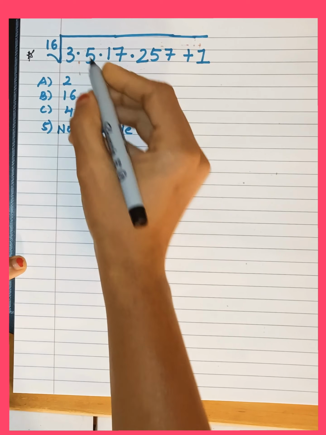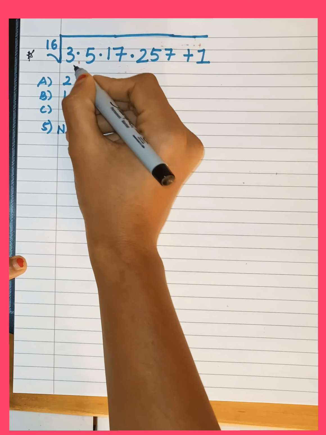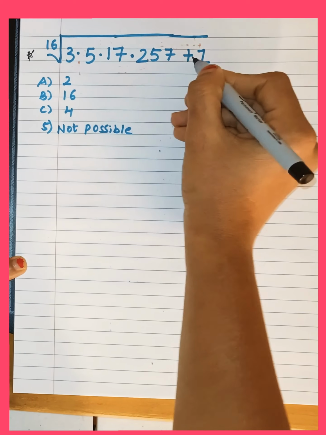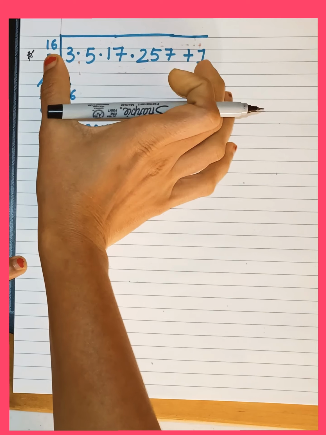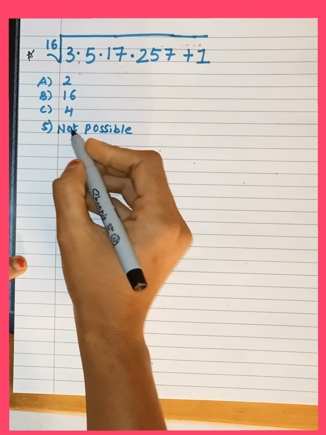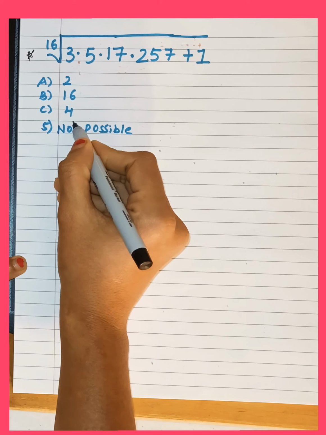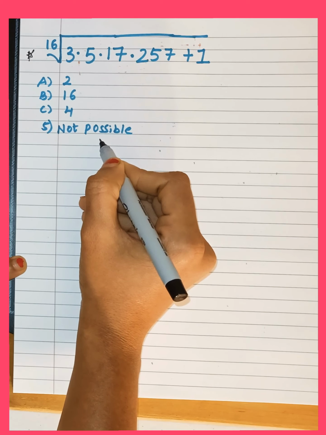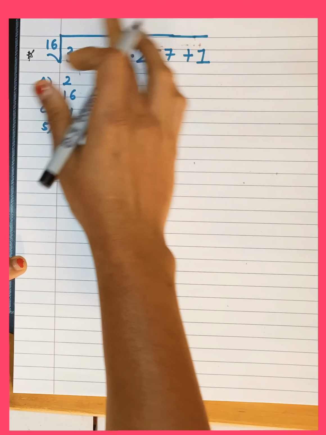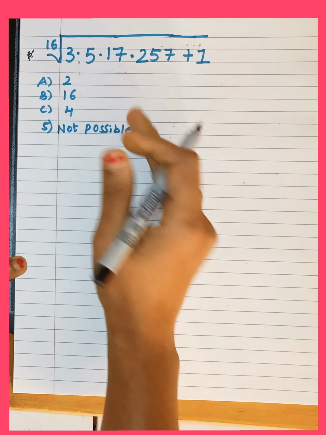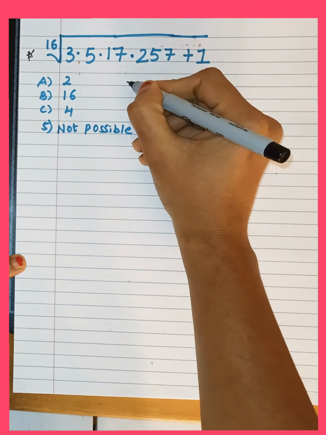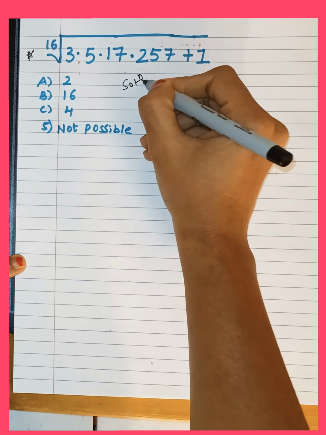The question is the 16th root of (3 × 5 × 17 × 257 + 1). These are the options: 2, 16, 4, and the last one is not possible. So what do you all think? Is this question so tough that it is not possible? Let's see the solution part, whether it is possible or not, and how we will solve this question.